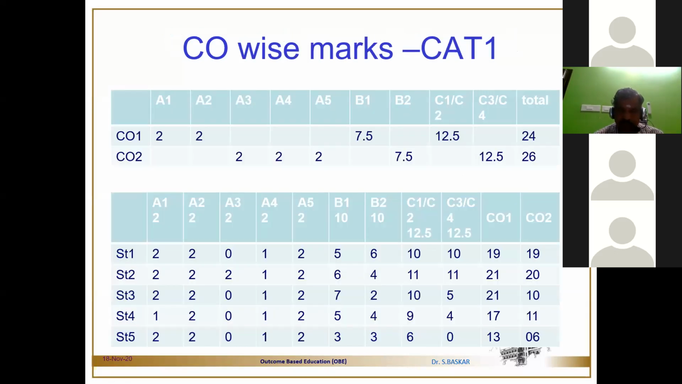From the table, we are going to check how many students score more than 18.2. Only the first and second students satisfy your expectation. The remaining 3 students are scoring very low marks. Therefore, out of 5, only 2 students scored 18.2 and above. Therefore, CO2 attainment will be equal to 2 by 5, that is equal to 40%. Is it clear now?